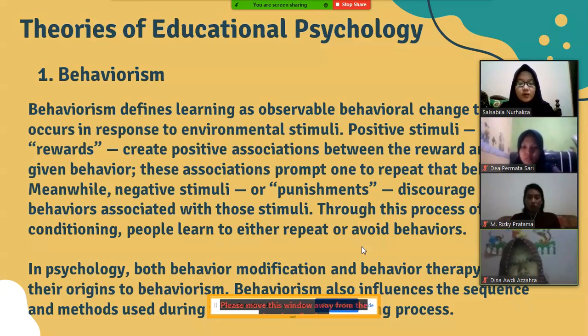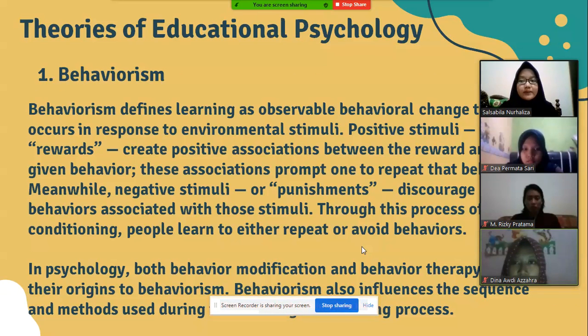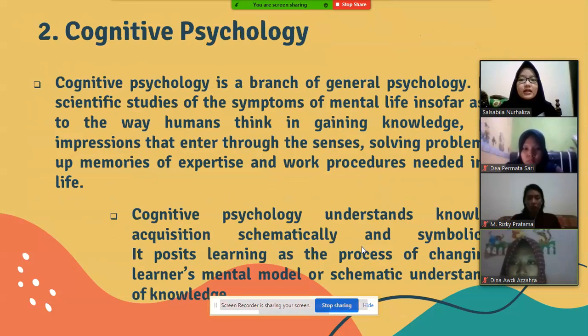Teachers work toward their desired objective by using external stimuli, explaining and demonstrating a skill or behavior, and then inviting students to practice and provide feedback that reinforces the behaviors or skill they wish students to learn or unlearn. The second theory is cognitive psychology.